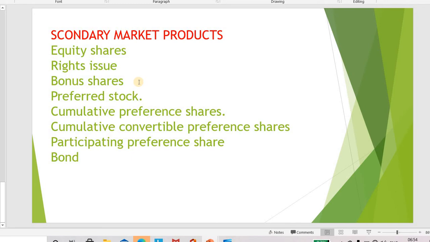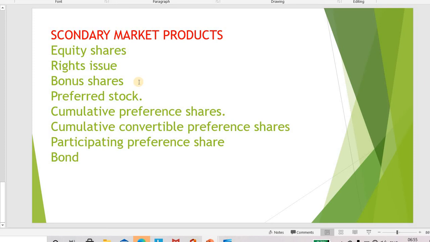Next one, preferred stock. Owners of this kind of shares are entitled to a fixed dividend, or dividend calculated at a fixed rate, to be paid regularly before dividend can be paid in respect of equity shares. They also enjoy priority over the equity shareholders, and in the event of liquidation their claims rank below the claims of company creditors and bondholders.